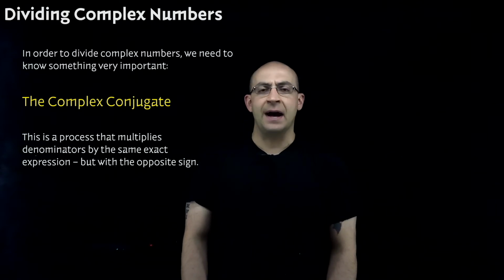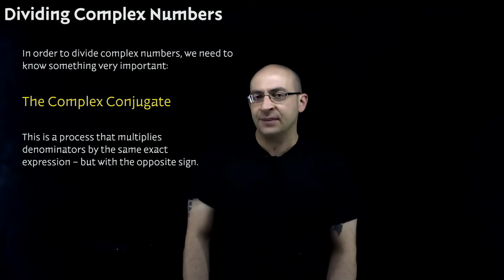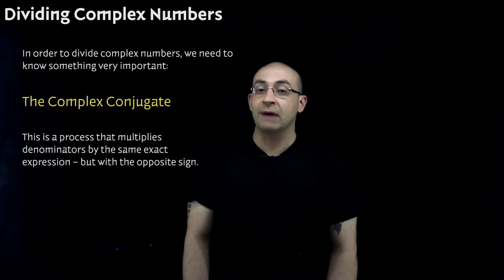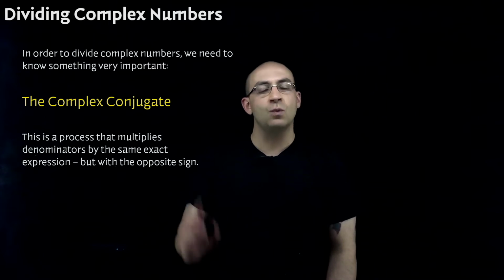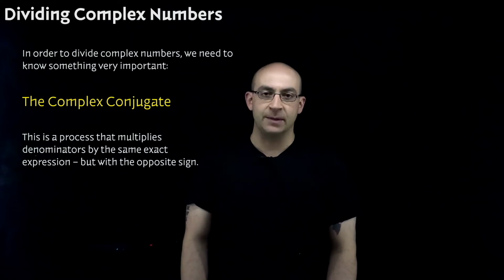See, when we divide complex numbers, it's kind of like when we divided radicals or radical expressions. We can't ever leave a radical in the denominator. Same exact thing with imaginary or complex numbers. We're not allowed to leave them in the denominator. It doesn't work that way. So we have to do something with multiplication. Multiply by the complex conjugate.